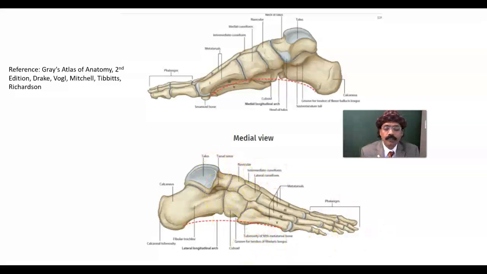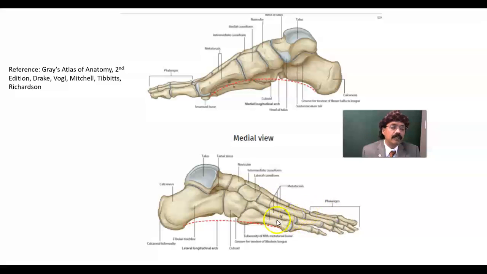We have the phalanges and metatarsal bones. These are miniature long bones, though they are short bones. They have the epiphysis at the head region. Only in the case of the first metatarsal, the epiphysis is at the base. Rarely we may have an aberrant epiphysis here. In the case of phalanges, the epiphyses are present here.